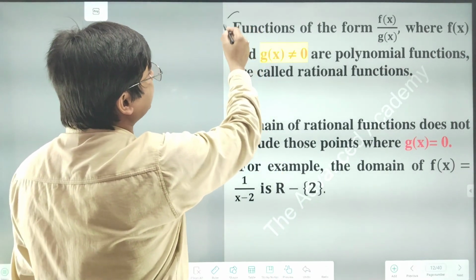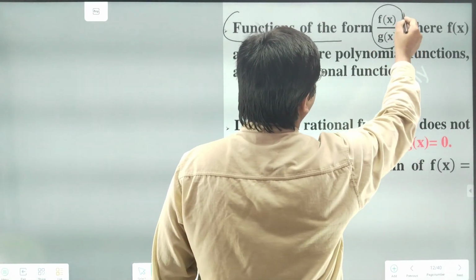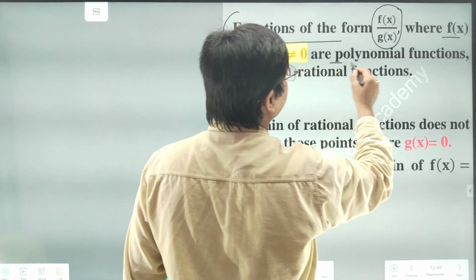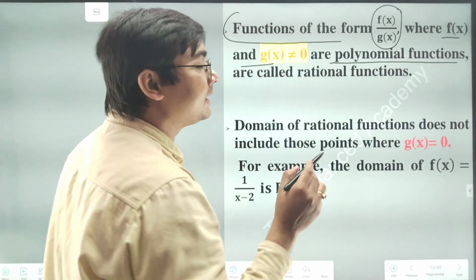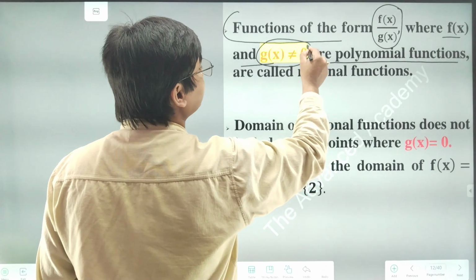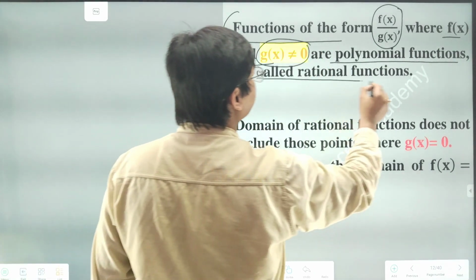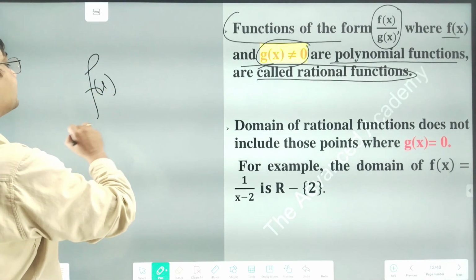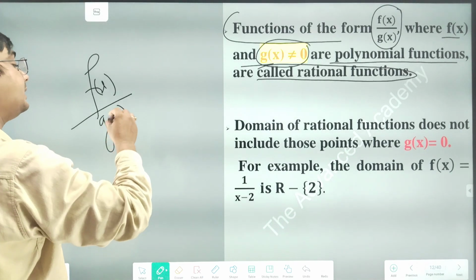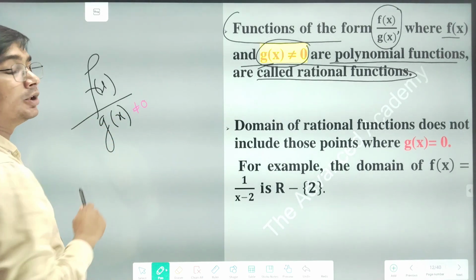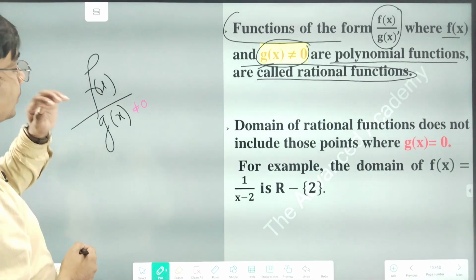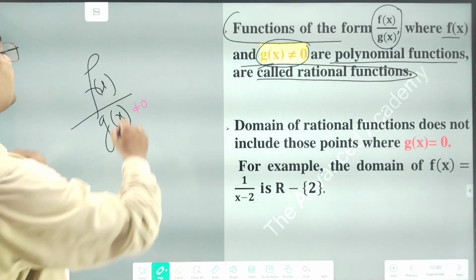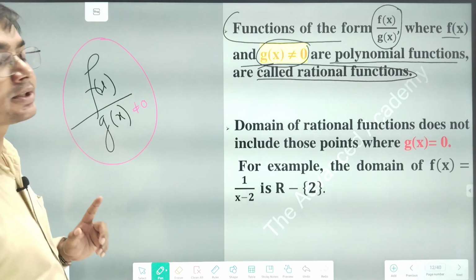So you see a function of the form f of x by g of x, where f of x and g of x are polynomial functions, and g of x is not equal to 0, is called a rational function. That means this type of function, suppose f of x by g of x. And here this g of x must not be equal to 0, because when g of x is 0 we cannot do the division. So this type of function is called a rational function.